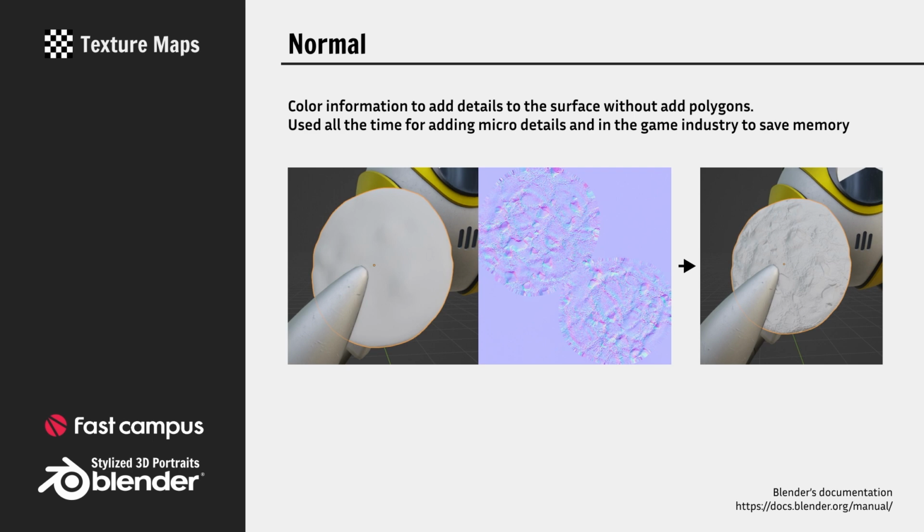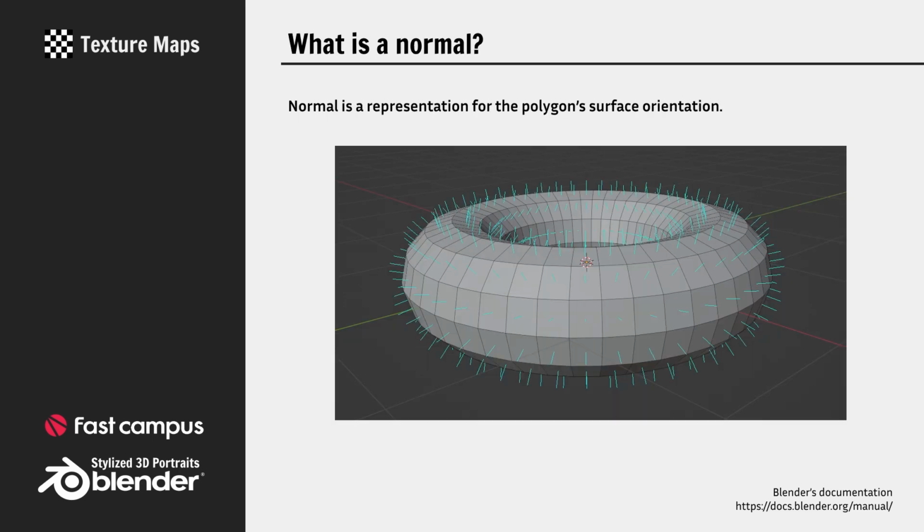In normal maps, there are color information to add details to the surface without adding polygons. Sometimes the game industry used them instead of bigger shapes to save memory. I know it's kinda hard to understand, but I will explain it. So what is a normal?